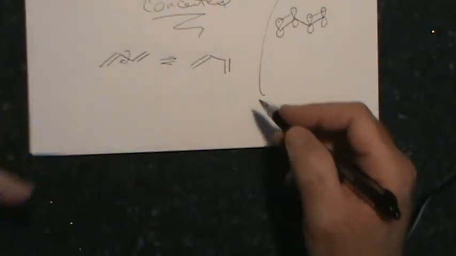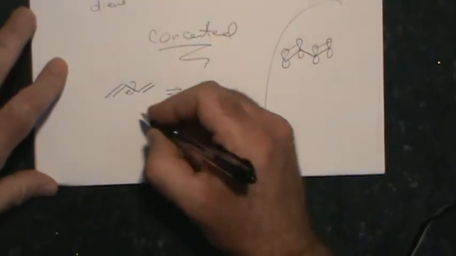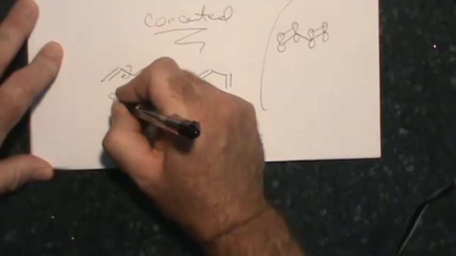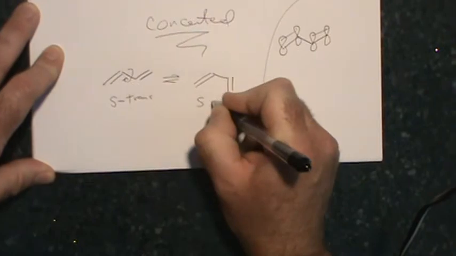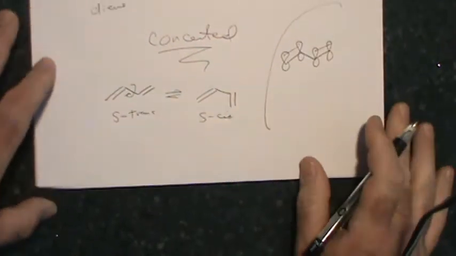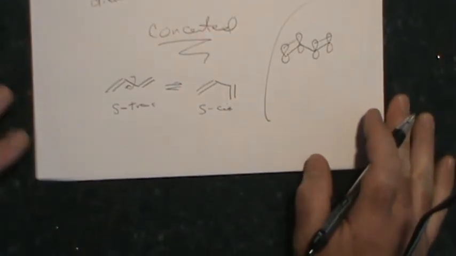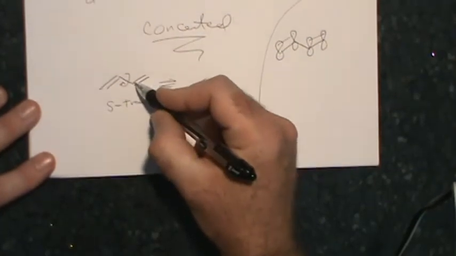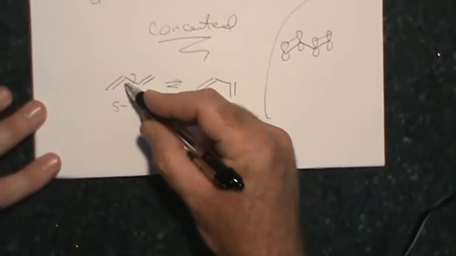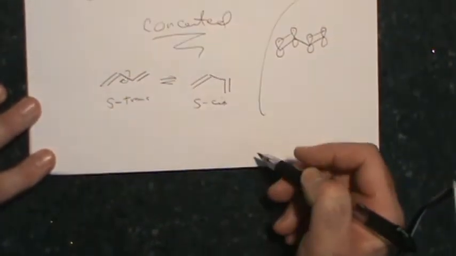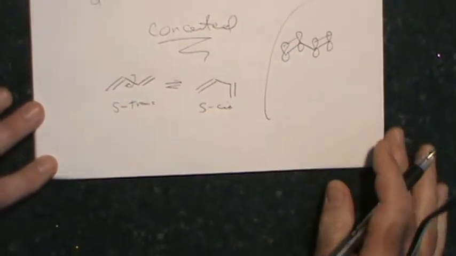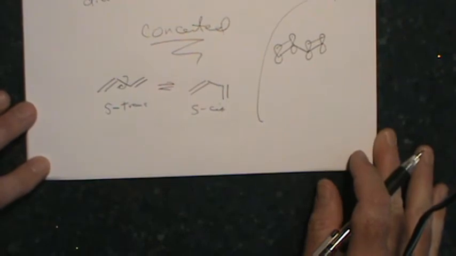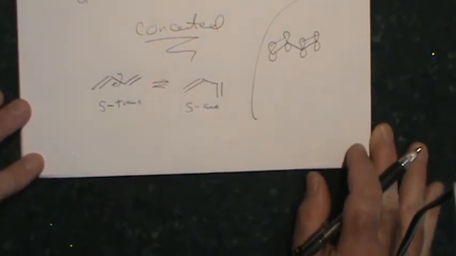Because these two conformations are separated by a larger energy barrier, we give them names. This one is called s-trans, and this one is called s-cis. And the s stands for single bond. So if you look at that single bond, this pi system and this pi system are trans with respect to the single bond, whereas the two pi systems are cis with respect to the single bond here. These are two conformations of the same structure.